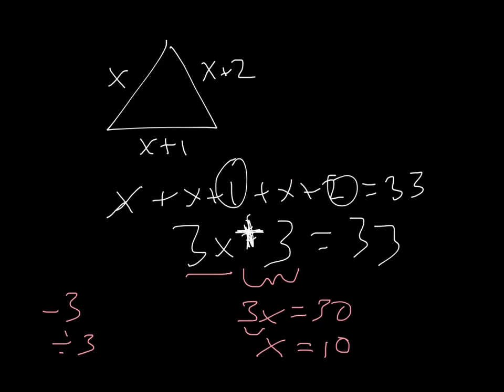So what is each side? This side is 10 plus 2, which is 12. This side is 10 plus 1, which is 11. And this side is just 10. And that's how a question like that would work.